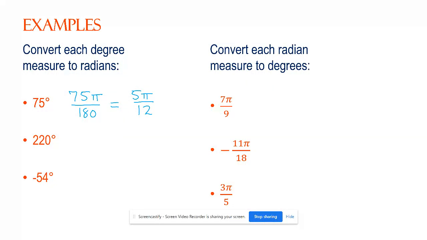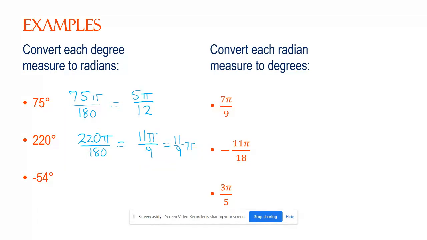For 220 degrees, I multiply by pi and put it over 180. I simplify; both of those numbers divide by 20. So I end up with 11 pi over 9, or 11 ninths times pi. Just to be clear, you could write this either way. I don't really have a preference. You can do it however you feel comfortable.